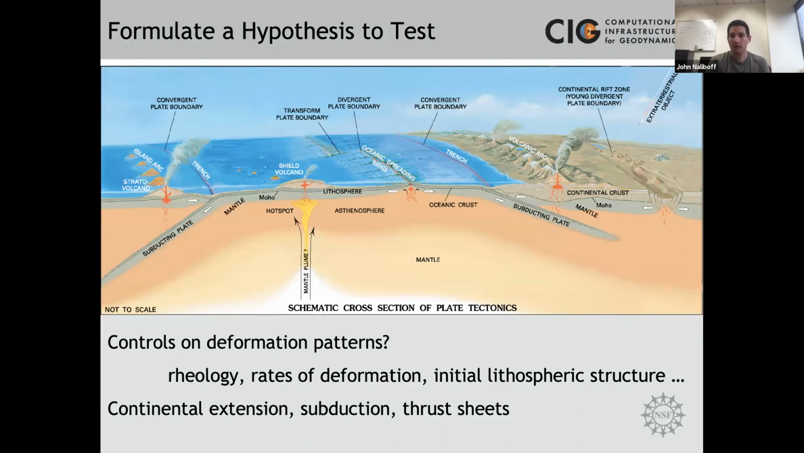And so what we're going to do for the rest of today and part of tomorrow is look at a few examples of this. We're going to look at a case for continental extension. We're going to look at a case for subduction. We're going to look at a case for thrust sheets. And in the first case, we're going to go back to this bending beam example, where it actually sort of mimics what's happening at the hinge of subduction zones.